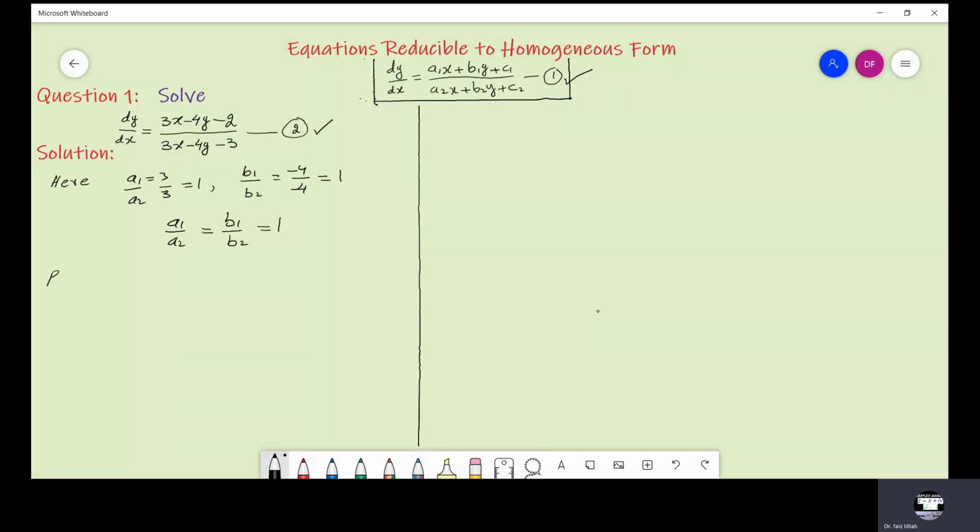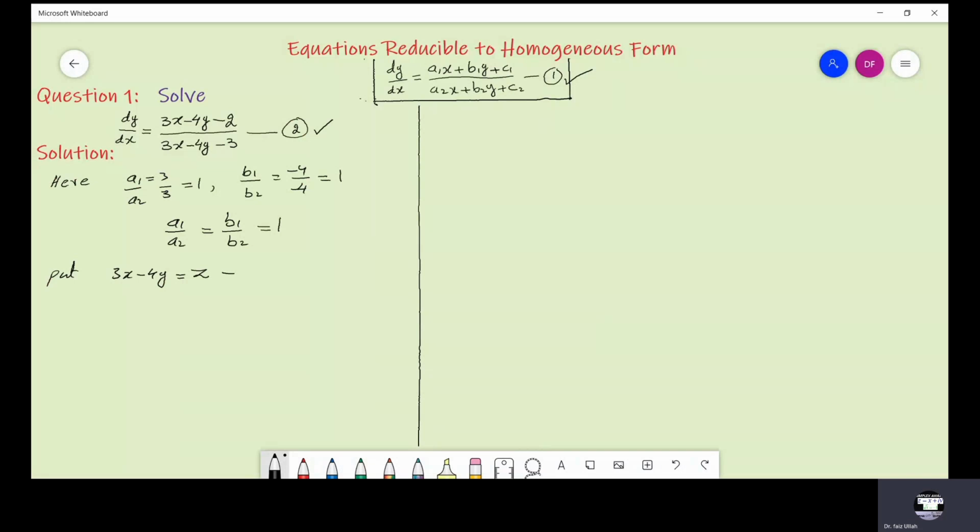Let us put 3x minus 4y is equal to z. Now we need the value of dy by dx. So let us simplify this equation.